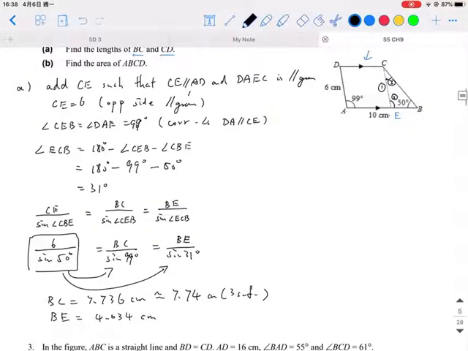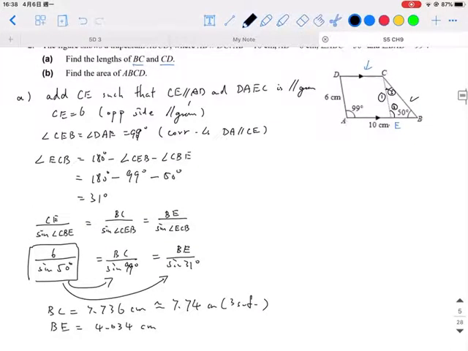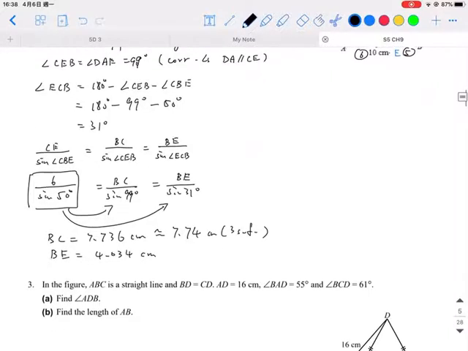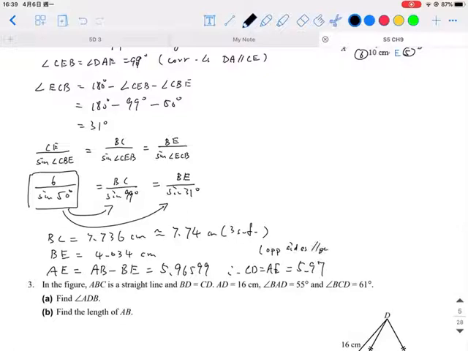So we have finished BC, okay, and try to find CE, and then we need BE, which is 4 point something, right? So we need to find AE. This is a 4 step, 5 step, and 6 step. So the 6th step is AE is equal to AB minus BE, which is equal to 5.96599. So CD equal to AE equal to 5.97, and the reason is opposite sides of a parallelogram.